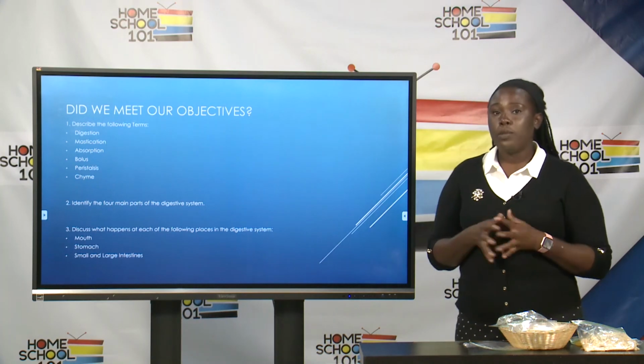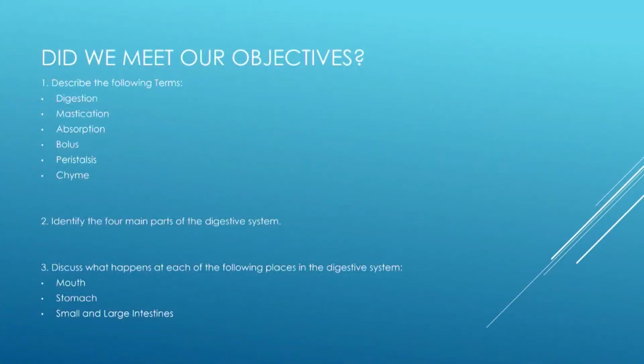Did we achieve our objectives? Were you able to describe digestion, mastication, absorption, bolus, peristalsis, and chyme after today's session? Are you now able to identify the 4 main parts of the digestive system, being the mouth, the stomach, the small intestines, and the large intestines? Are you able to discuss what happens in the mouth, the stomach, and the small and large intestines? Are you able to identify the mechanical and chemical processes in all 3?